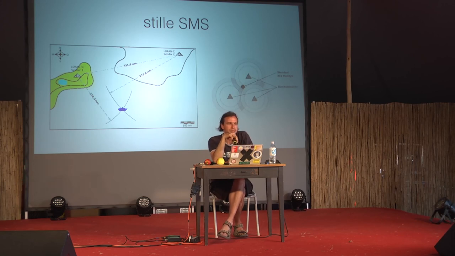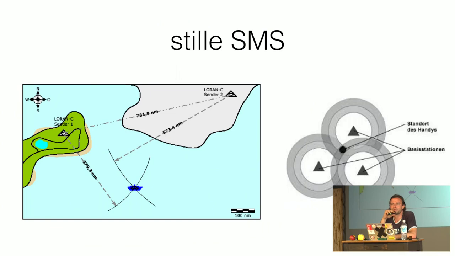Another thing, silent SMSs. Authorities, at least when silent SMSs were used, were not authorized to locate phones, but they could subpoena the provider logs, and within the provider logs, the cell IDs were contained. But of course, only if the phone actually booked itself into the cell ID and actually had some form of active communication.